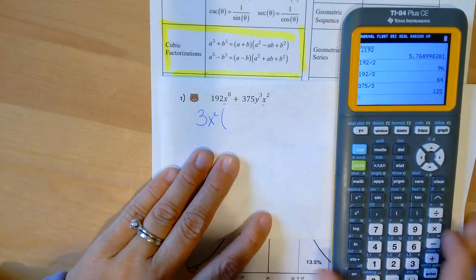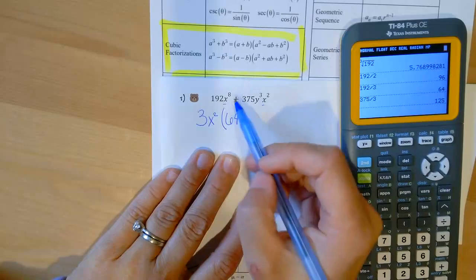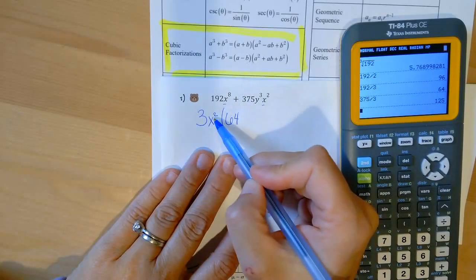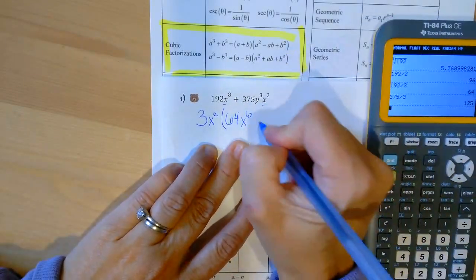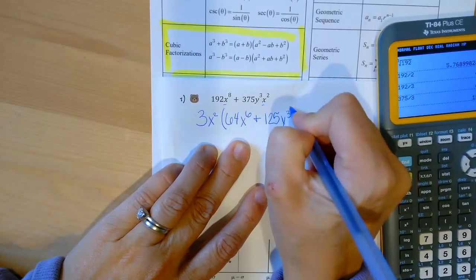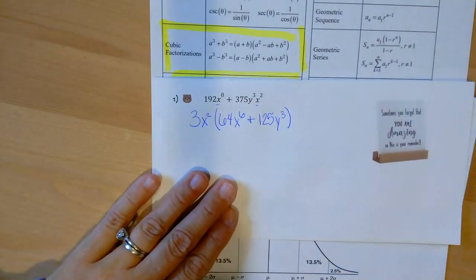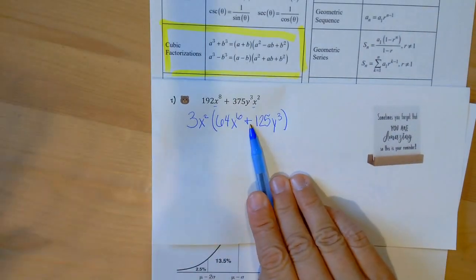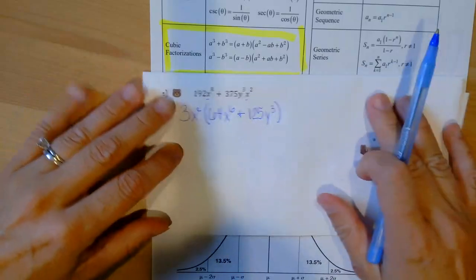Okay. So if I divide 192 by 3, I get 64, which is good because that's a perfect cube. If I had x to the 8th and I took out x to the 2nd, I'm left with x to the 6th. Plus, this is a 125, and I took out the x squared, so I just have y cubed. Okay, so now I have to recognize that I have a sum, so difference of perfect squares is out the window, but it could be this cube factorization.